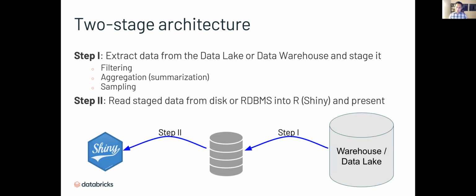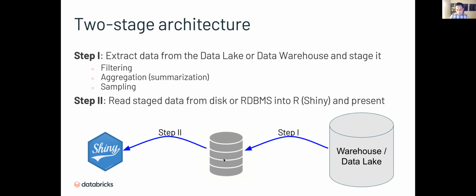The first step is running an ETL job, or a nightly job, to extract data from your data lake or data warehouse and stage it into an intermediate location. And you usually perform either filtering or aggregation or sampling on the data from this large data warehouse or data lake to make it accessible or manageable by your single node R process and Shiny application. And then the second stage is you basically read from the disk or read from that local MySQL database or any other database, and you present it or analyze it in your Shiny app.